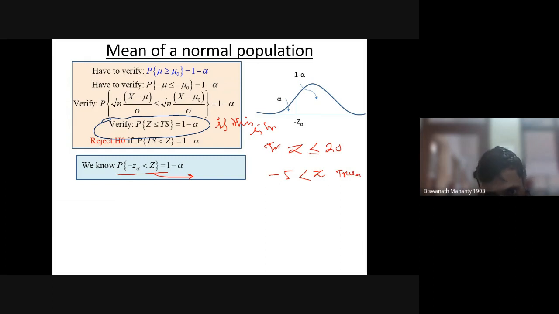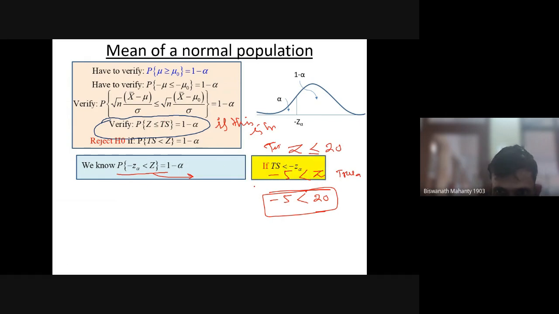So my test will be correct only if... can you tell me what relation will come? Minus 5 is less than 20. If this is the case, then my point is always valid, or simply I can say minus z alpha is less than this TS. The same way I'll test: minus z alpha and TS, if this is happening, then I will reject it.